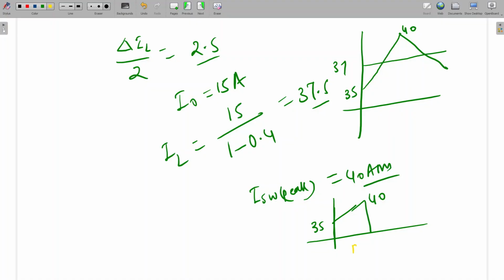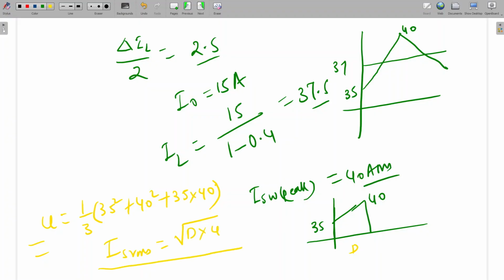This is the duty. So how can we calculate? U is equal to 1 by 3 into 35 square plus 40 square plus 35 into 40. This will be the value of U, and ISRMS will be equal to the square root of duty into U. This will be the RMS value of the source current, or we can say the switch current also. Both are the same.